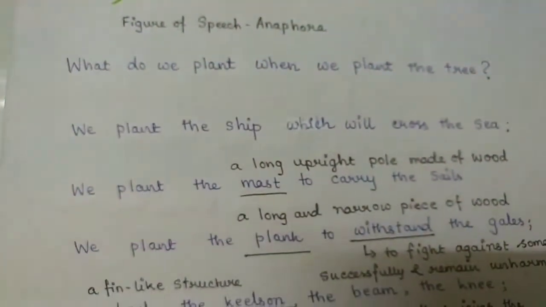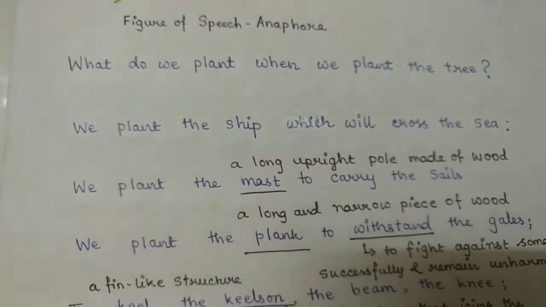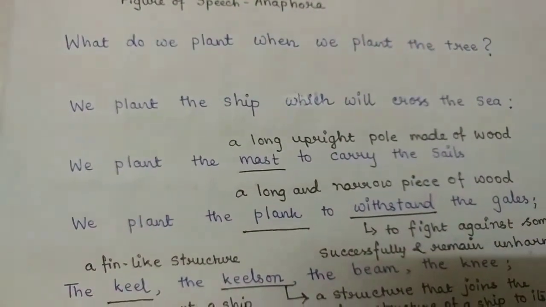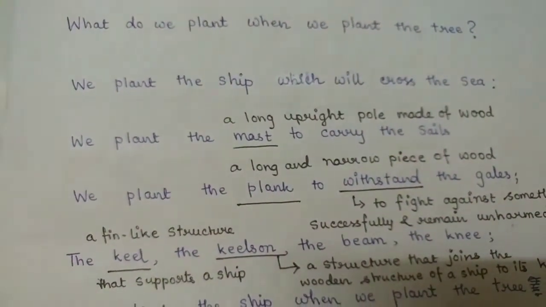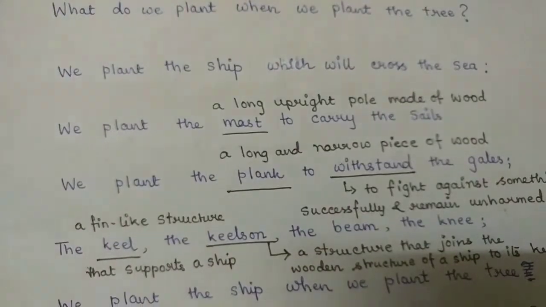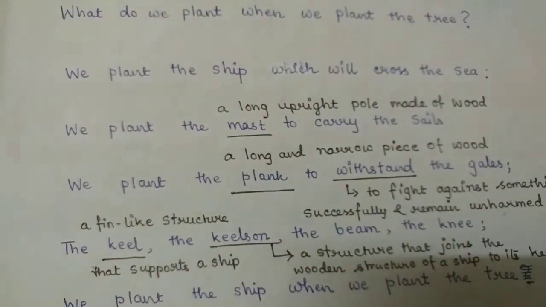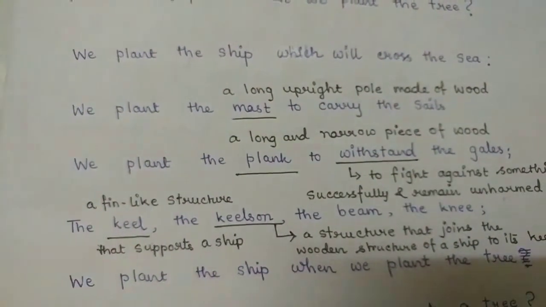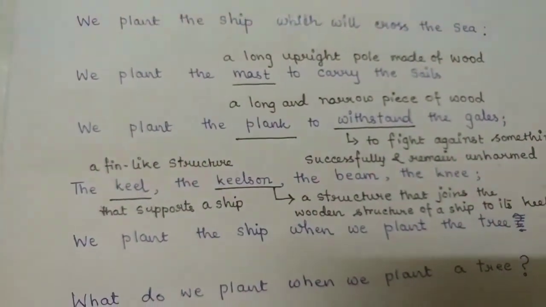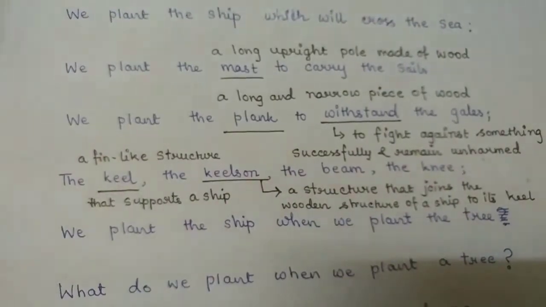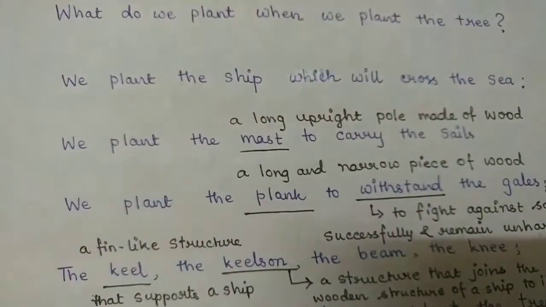Planting the Tree by Henry Abbey. What do we plant when we plant the tree? We plant the ship which will cross the sea. We plant the mast to carry the sails. We plant the plank to withstand the gales. The keel, the keelson, the beam, the knee. We plant the ship when we plant the tree.